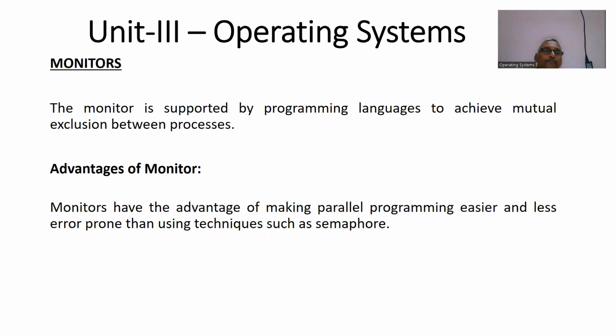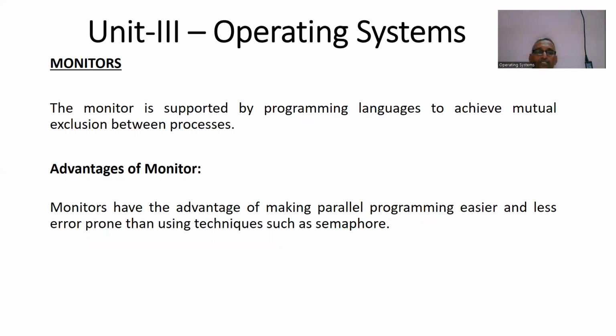Next one, monitor. The monitor is one of the ways to achieve process synchronization. The monitor is supported by programming languages to achieve mutual exclusion between processes. For example, Java synchronized methods; Java provides wait and notify constructs. It is a collection of condition variables and procedures combined together in a special kind of module or package. The process running outside the monitor cannot access the internal variables of the monitor, but can call procedures of the monitor.